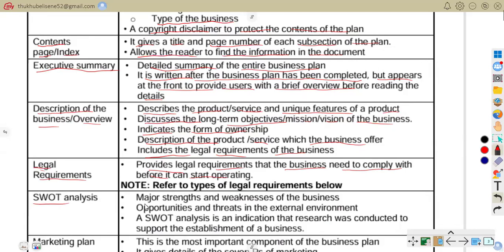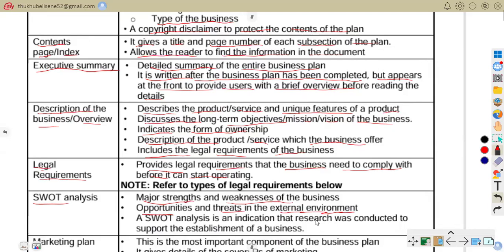SWOT analysis measures strengths and weaknesses of the business. So it means it looks at the business's internal advantages and disadvantages. So, for example, strength, if we have experienced bakers, but weakness, maybe we have a small startup budget. So that's that. Then opportunities and threats in the external environment.